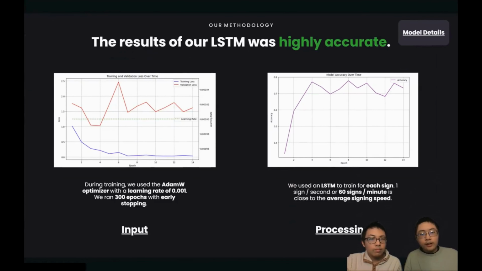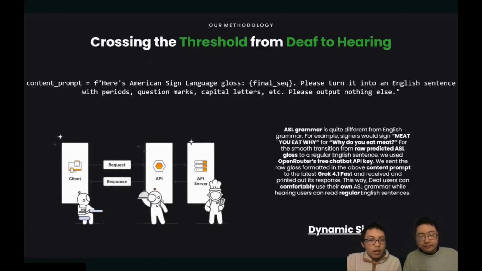The results of our LSTM were highly accurate. We used the AdamW optimizer, and you can see the training loss went down and the model accuracy went up. However, we noticed a problem, which is that ASL grammar is quite different from English grammar, and our raw predicted ASL gloss does not include punctuation or capital letters.